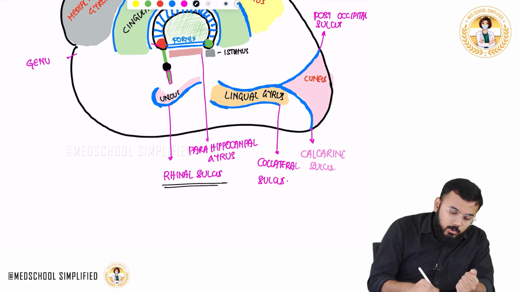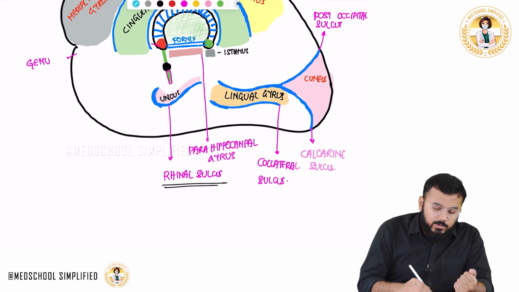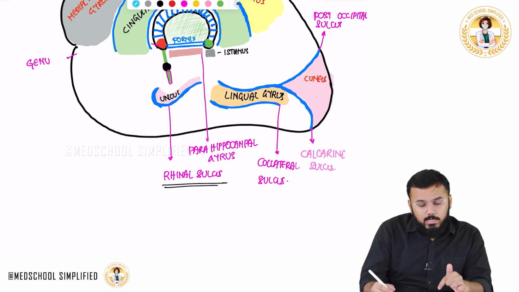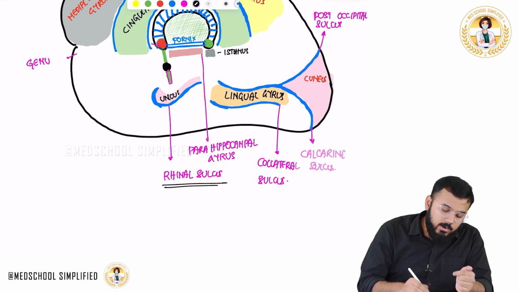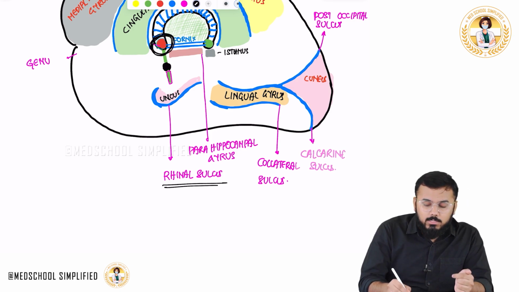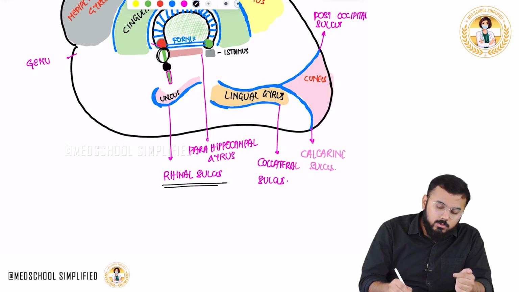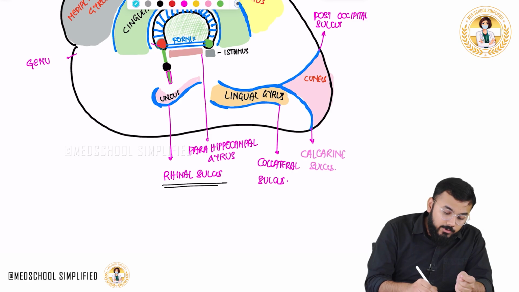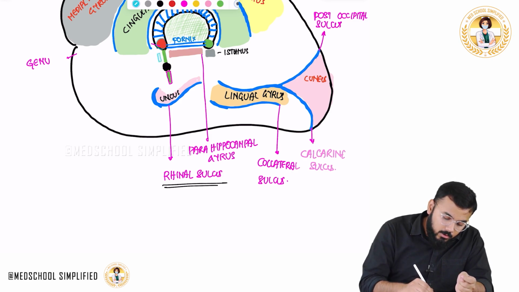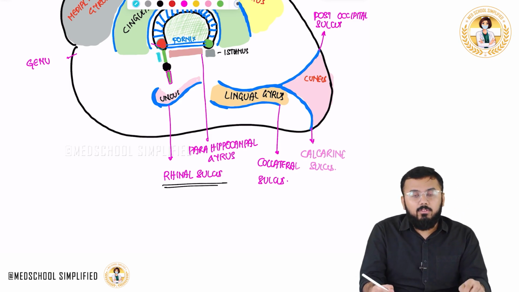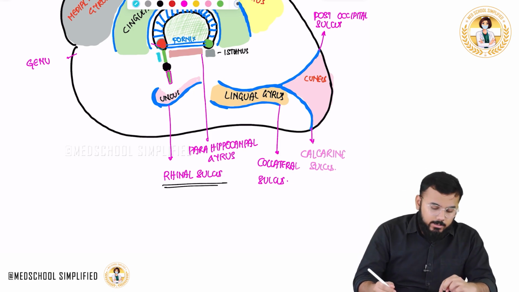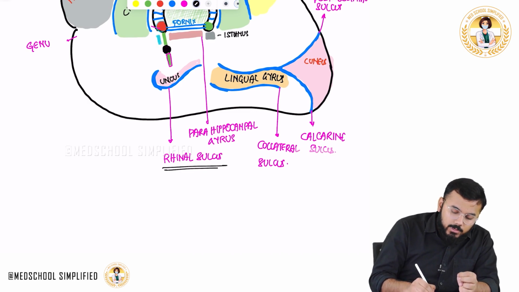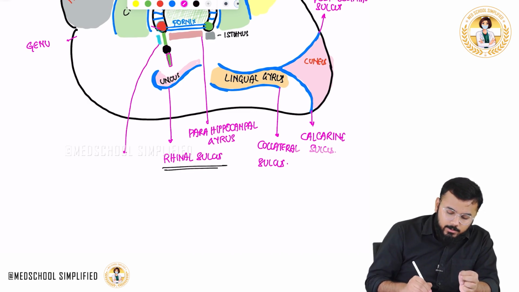Next important thing is that in front of this rostrum, what is this? This is called your rostrum, right? This part which I am highlighting right now is called a genu. Beneath the genu, this part is called your rostrum. Now in front of the rostrum you have got one very important structure. This structure that is located in front of the rostrum is called the paraterminal gyrus.